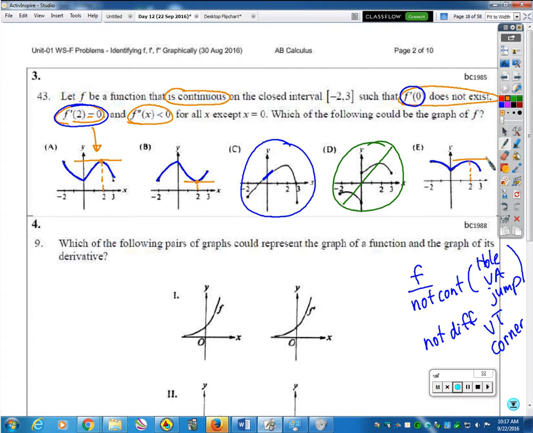Good enough. I'm not sure. So these three still look like possibilities. Follow-up question?